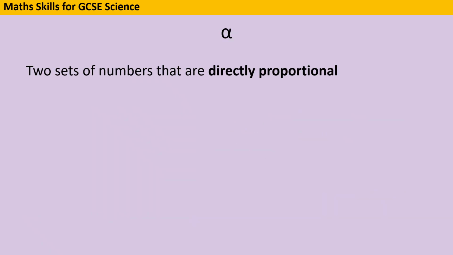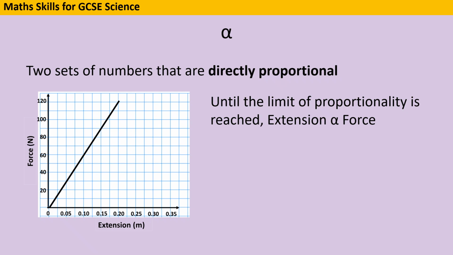This little symbol that looks like an alpha or like a fish sign shows us that two sets of numbers are directly proportional. So if you think about the data that you produced in the Hooke's law required practical in GCSE physics, where you applied different forces to a spring to see how its extension varied, then you could say that until the limit of proportionality is reached, the extension is directly proportional to the force. And we can identify this because as the extension doubles, the force also doubles. In terms of what this looks like on a graph, it means we have a straight line graph that passes through the origin, which is 0, 0.